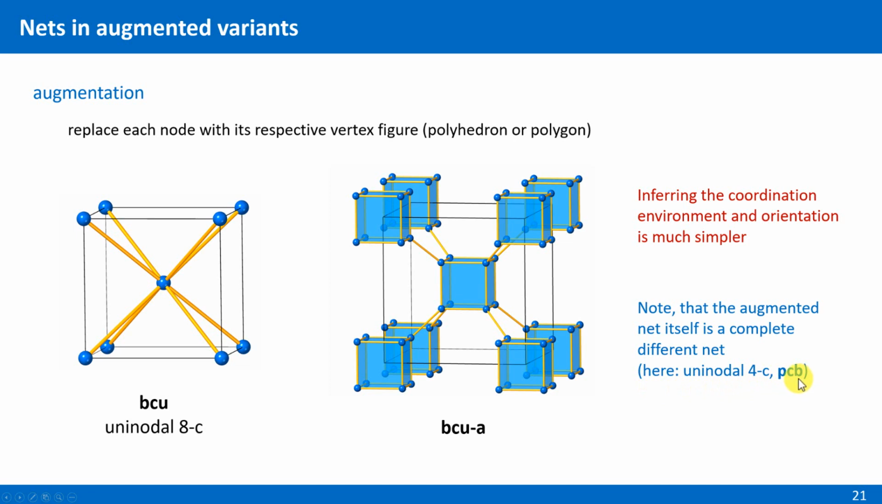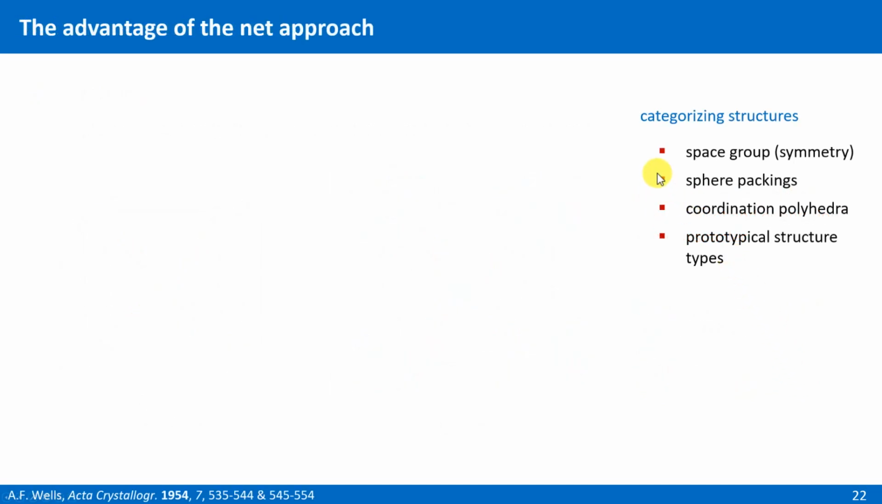Okay, but let's stay a little on this network approach. There are several ways to categorize solid-state matter or crystalline structures, in particular inorganic crystalline compounds. There is this symmetry aspect, expressed as belonging to the one or other space group. Many structures can be considered as being derived from sphere packings. Others are best described by coordination polyhedra. And then there are these prototypical structure types.